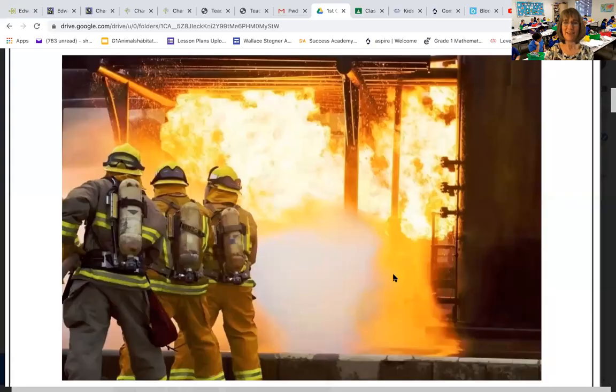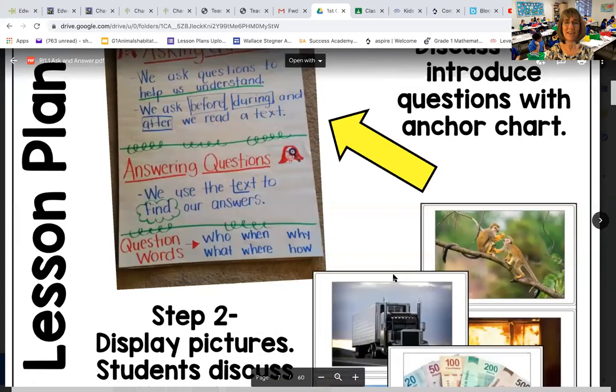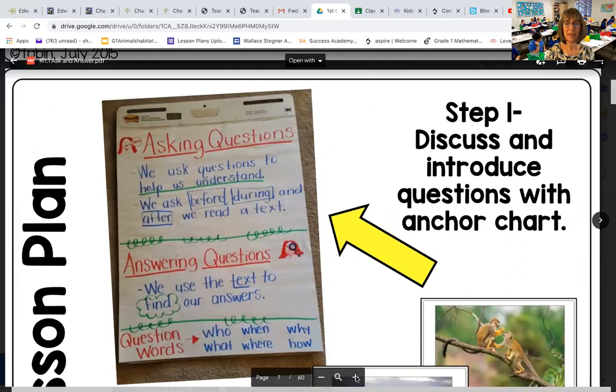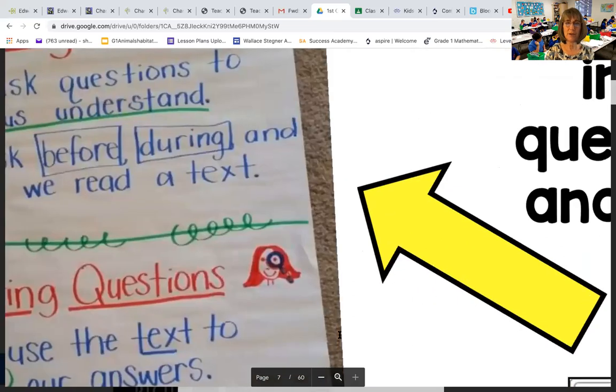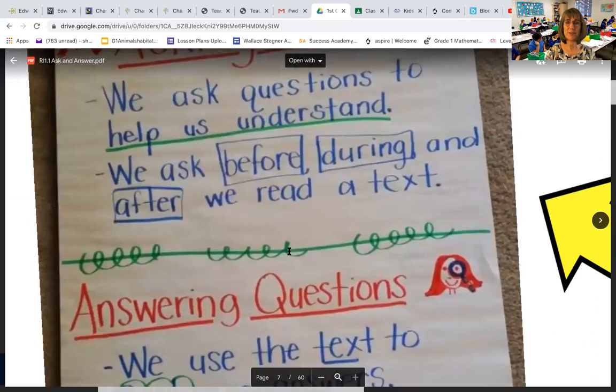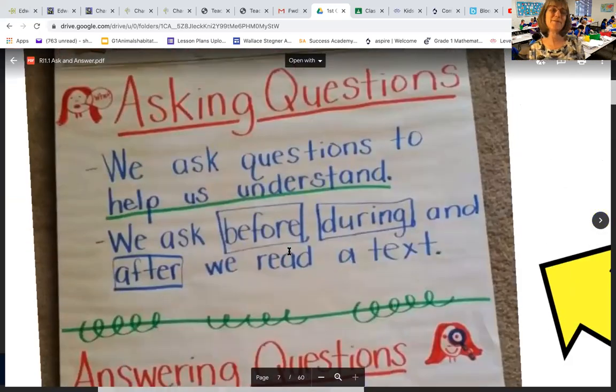Hi, boys and girls. So today on Tuesday here, we're going to keep talking about asking and answering questions. And as we do, let's start by showing my screen. Okay, here we go. Here's an anchor chart. We could have made it at school ourselves, but since we're not there, here we go.